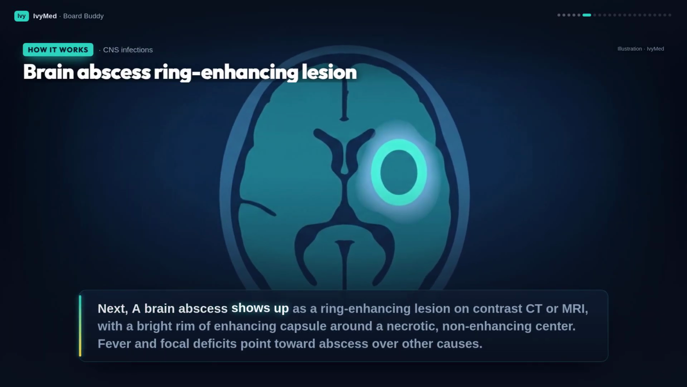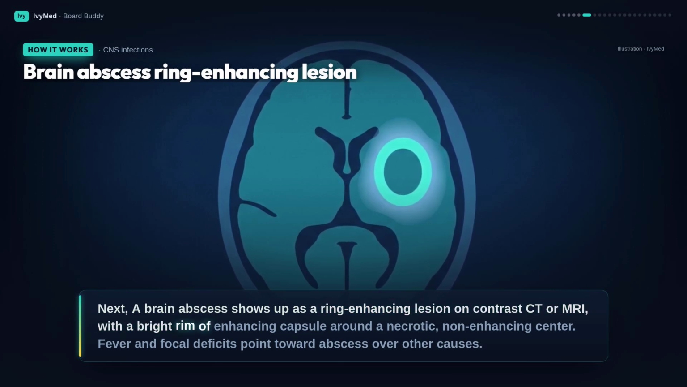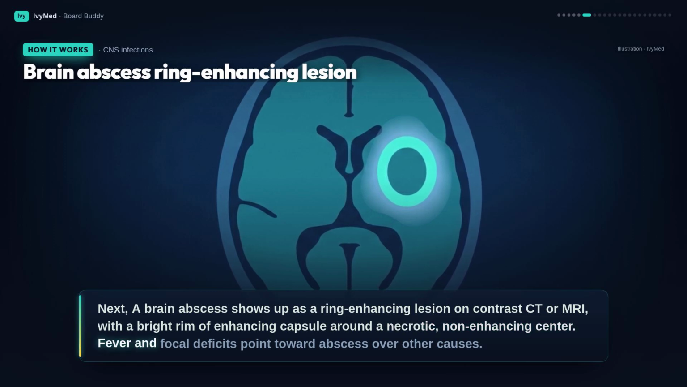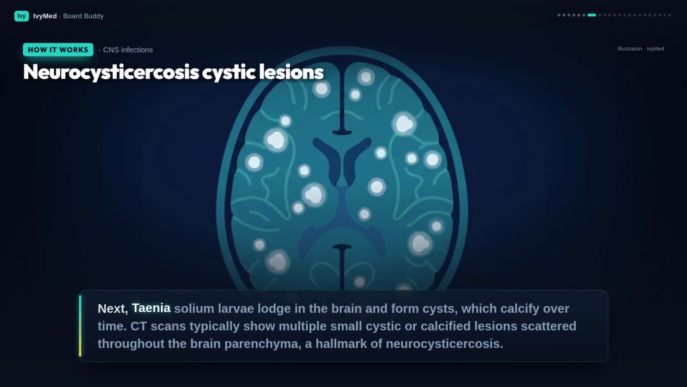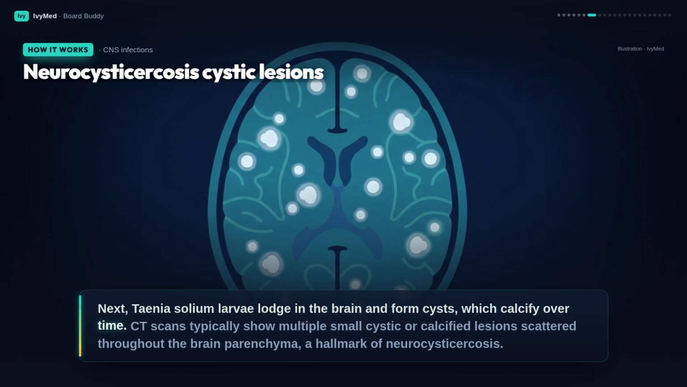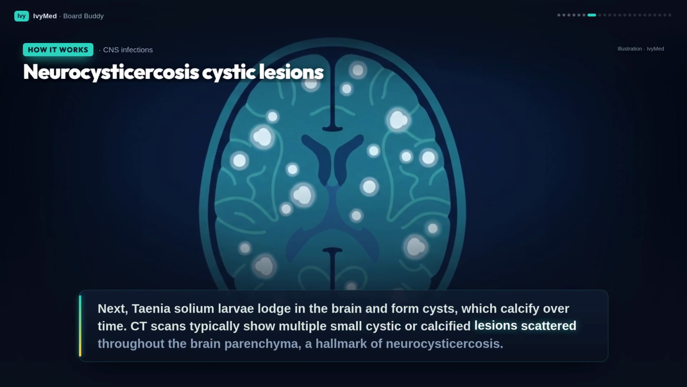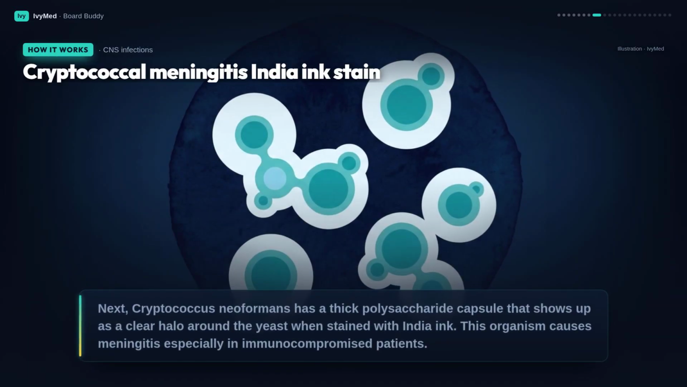Next, a brain abscess shows up as a ring-enhancing lesion on contrast CT or MRI, with a bright rim of enhancing capsule around a necrotic, non-enhancing center. Fever and focal deficits point toward abscess over other causes. Next, Taenia solium larvae lodge in the brain and form cysts, which calcify over time. CT scans typically show multiple small cystic or calcified lesions scattered throughout the brain parenchyma, a hallmark of neurocysticercosis.